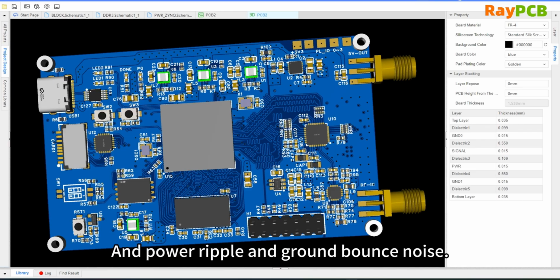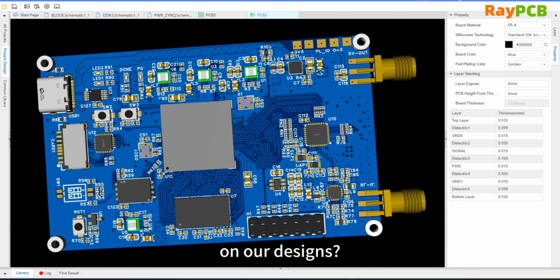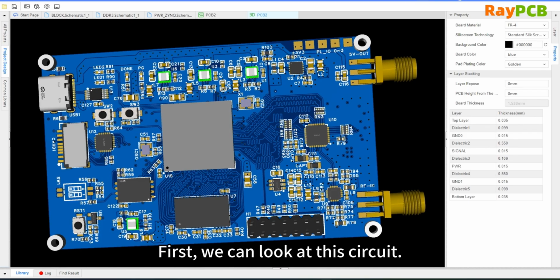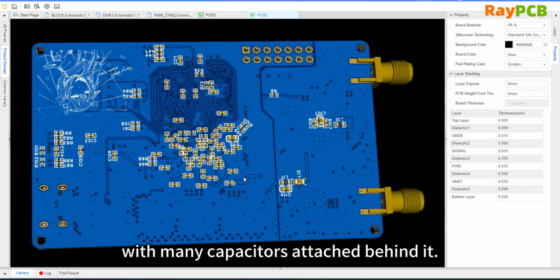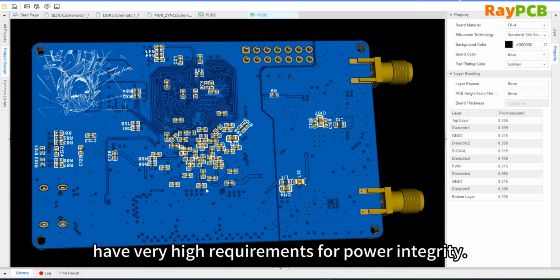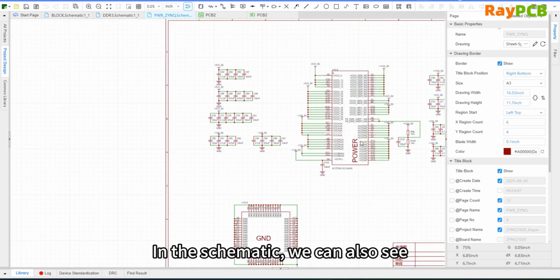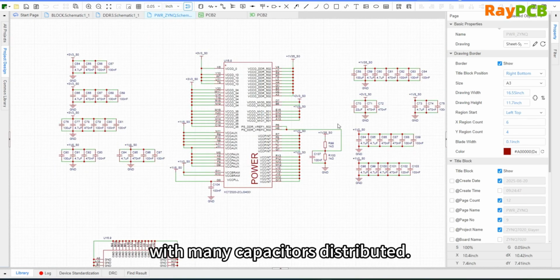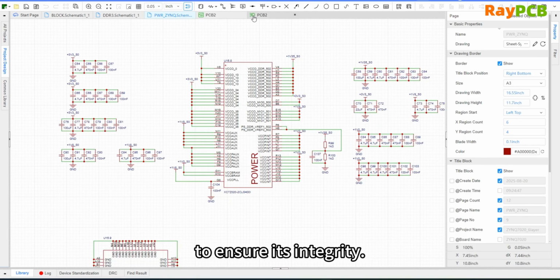Can power supplies also have heart disease? And what negative effects can power supply ripple and ground bounce have on our design? First, let's take a look at our program today. In the middle, this is a high-speed CPU, and there are a lot of capacitors attached behind it. This is because these high-speed chips have very high requirements for power integrity, so they are equipped with many capacitors of different sizes. In the schematic, we can also see that this is its power supply section. The power supply section is equipped with a large number of capacitors, and at different voltages you have capacitors to ensure its integrity.